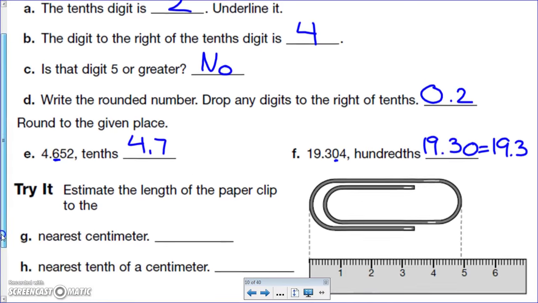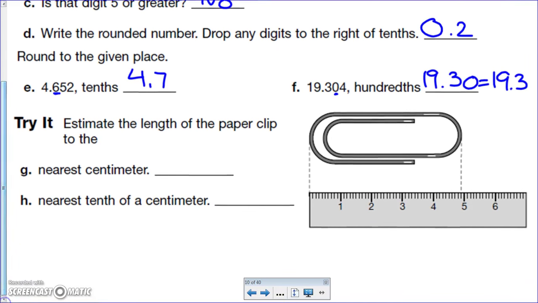All right, for the second half of the try it here, we're going to estimate the length of the paper clip to the nearest centimeter and to the nearest tenth of a centimeter. So if you look, they've helpfully drawn us little dotted lines to line it up on the ruler below. And we can see it's almost to 5 centimeters. So if we're going to estimate to the nearest centimeter, it's about 5 centimeters. And make sure when you're working with units of any kind that you always put them in the answer.